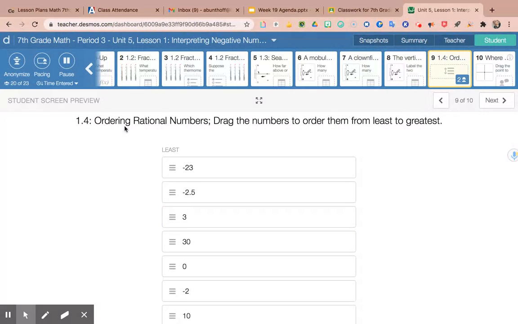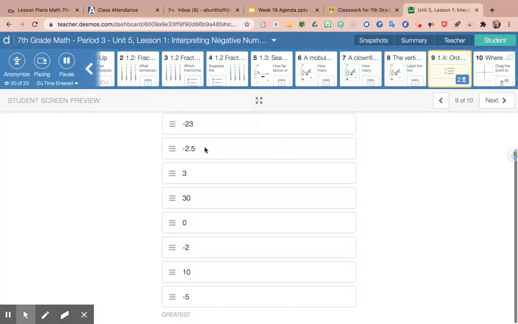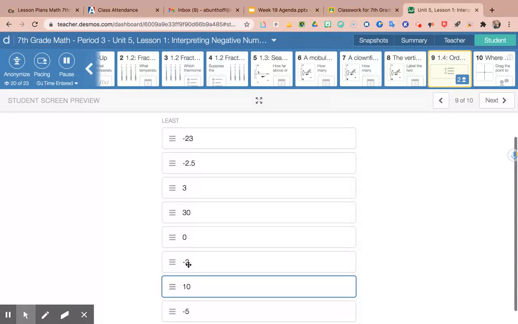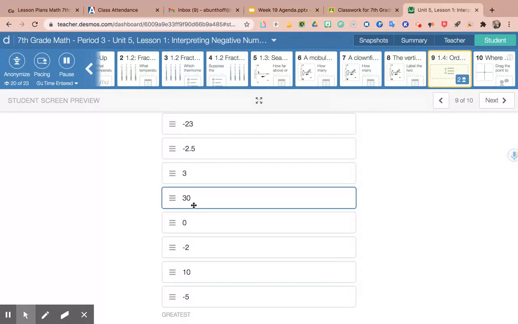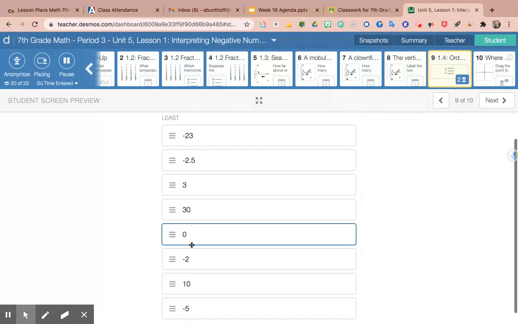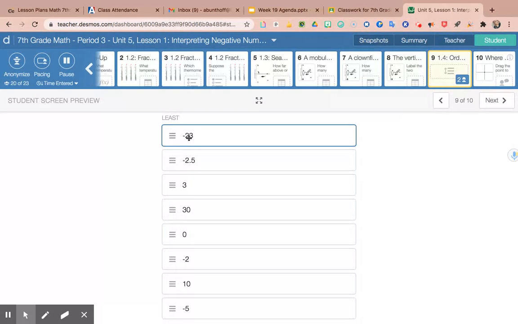And then the last one, it says ordering rational numbers, drag the numbers to order them from least to greatest. So remember, least meaning smallest, greatest meaning biggest. So most of us are pretty good at the greatest ones. Positive, the bigger the positive number, the bigger the number. And then 0 is bigger than negative numbers. And then once you get to the negative numbers, it's kind of weird, but the further you are from 0, the smaller you are. So the further you go down the negative side, the smaller you get.